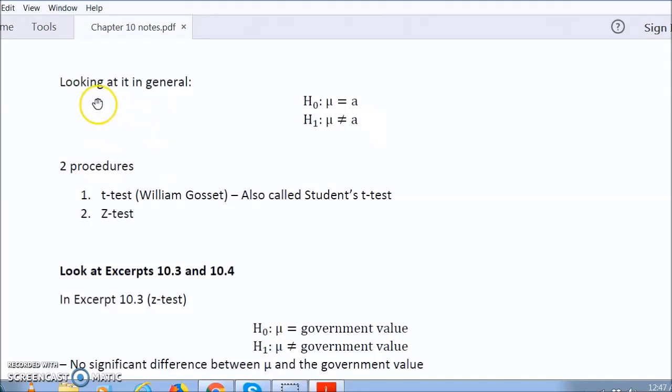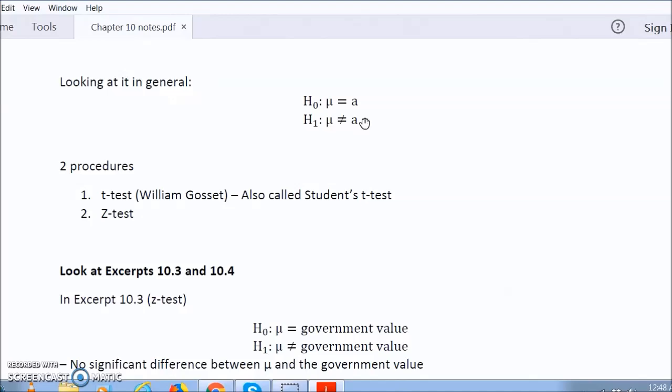I also wanted to talk about, in general, what one variable would look like. In general, the null hypothesis for one variable would be mu equals a. Now a could be 0, could be 150, could be any point, which is a pinpoint value. And then H1 is mu not equals a, which is in the same form and the opposite of the null hypothesis.